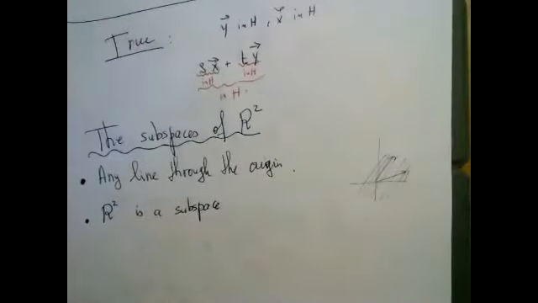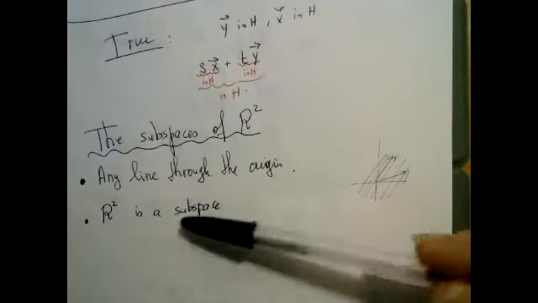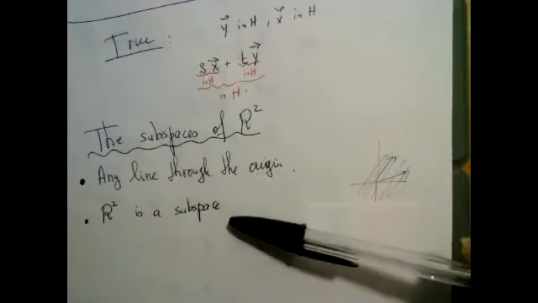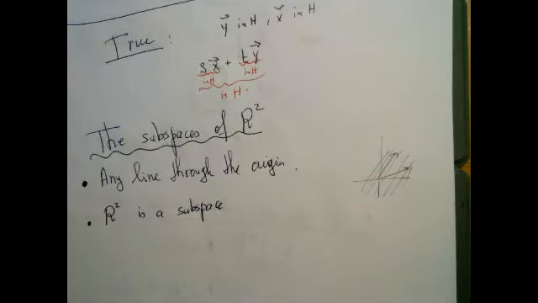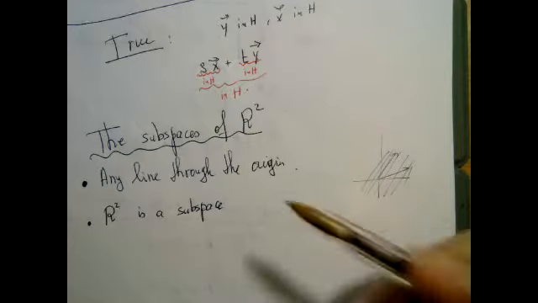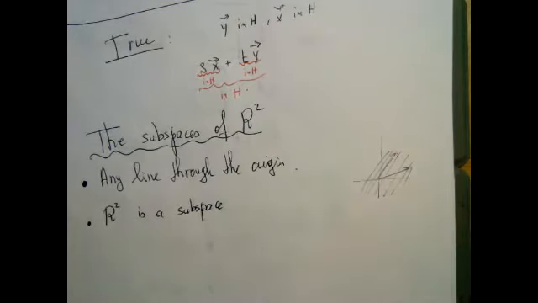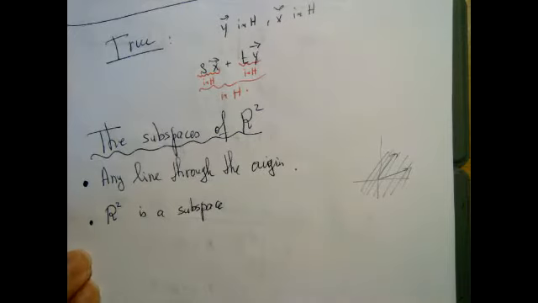Now, of course, this is a subspace because adding two vectors in R2, you're not going to end up in R3. Scaling a vector in R2, you're not going to end up in R3, and 0 is in R2. So that's a subspace. So now lines and R2. Who can think of another one? Another subspace.